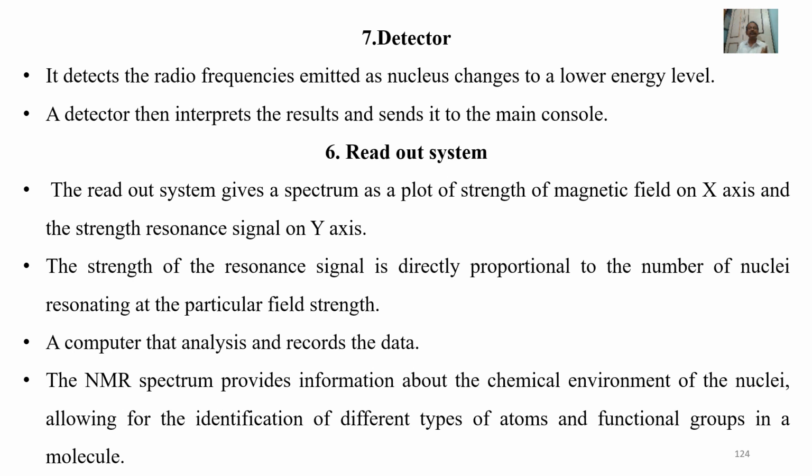Seventh one is detector. It detects the radio frequencies emitted as the nucleus changes to a lower energy level. A detector then interprets the results and sends it to the main console. And sixth one is the readout system.